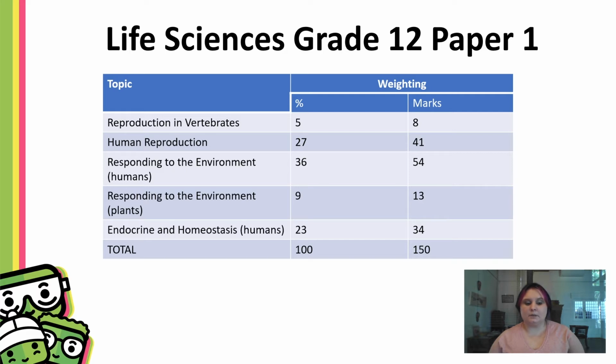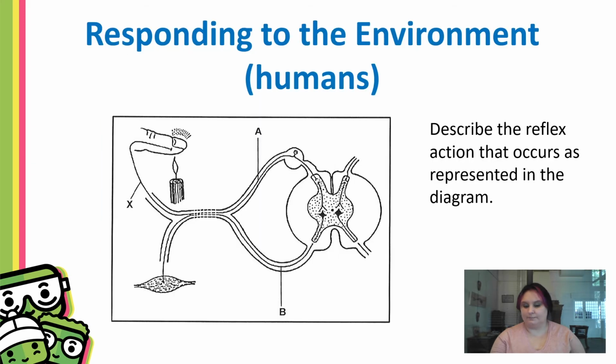What's important here is the responding to the environment and the endocrine and homeostasis sections, because as you can see, they count for a lot of the marks. And so those are the two topics that I'm going to be focusing specifically on today, as well as a little bit of general exam tips as well. So we'll focus on that, and we're going to start off with the nervous system.